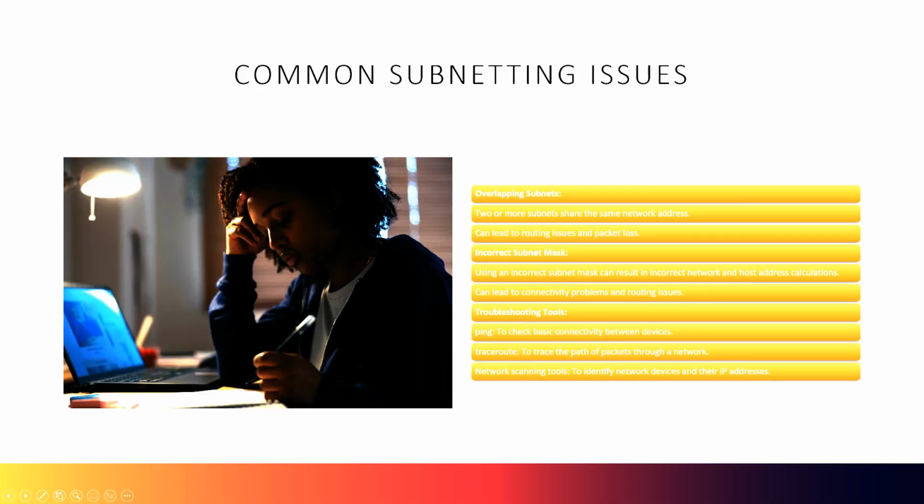Common issues with subnetting. A lot of the time, there are overlapping subnets or incorrect subnet masks. The overlapping can lead to two or more subnets sharing the same network address, and that can lead to routing issues and packet loss. Using an incorrect subnet mask can result in incorrect network and host address calculation, leading to connectivity problems and routing issues.